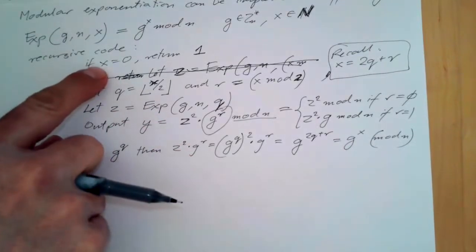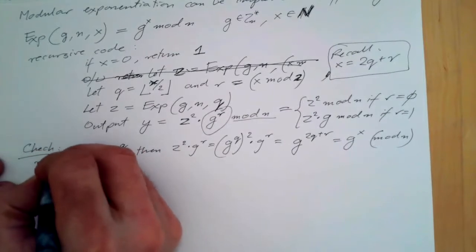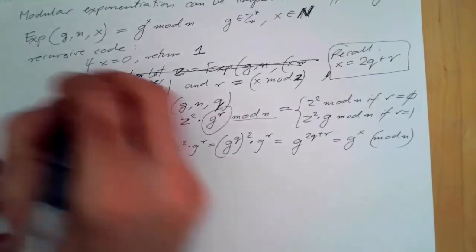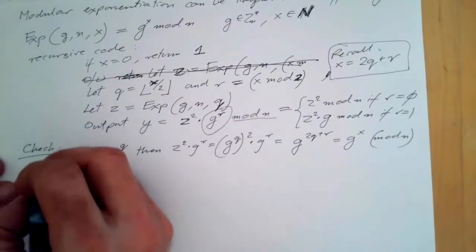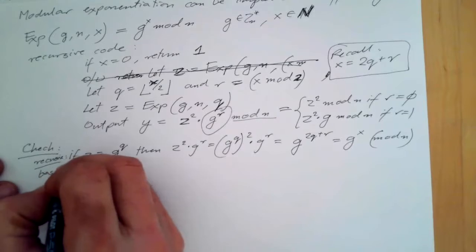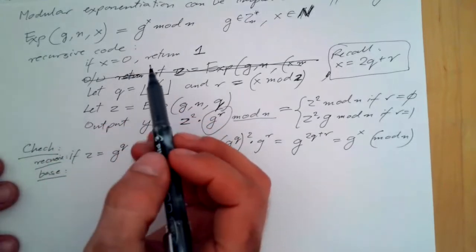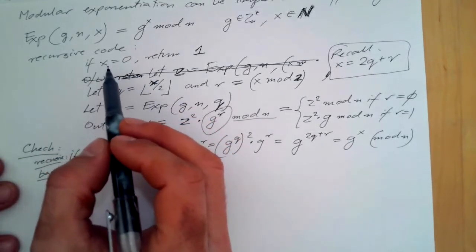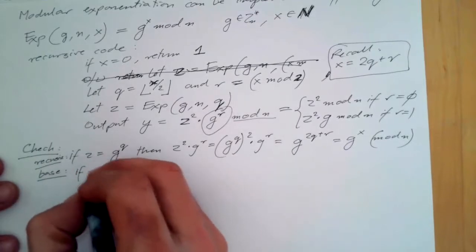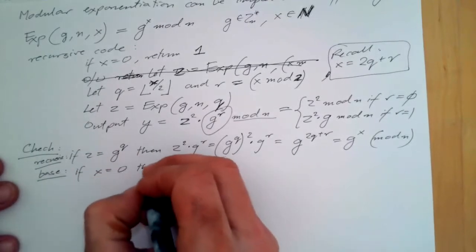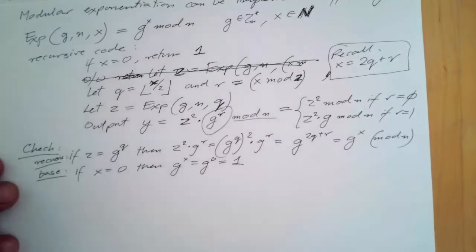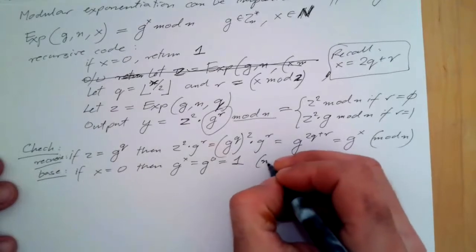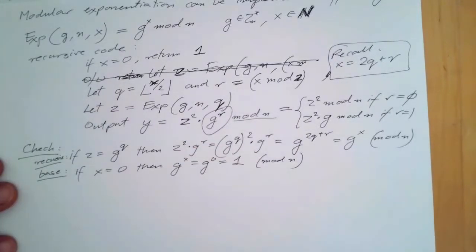Now, this is the recursive case, and the recursive case is correct: if you have the recursive call correct, then you output the correct result. What else is there to check? The base case, right? What's the base case? If X is 0, then G to the X is indeed G to the 0, which is 1, so the base case is done correctly too. And it really doesn't matter whether it's modular or not.